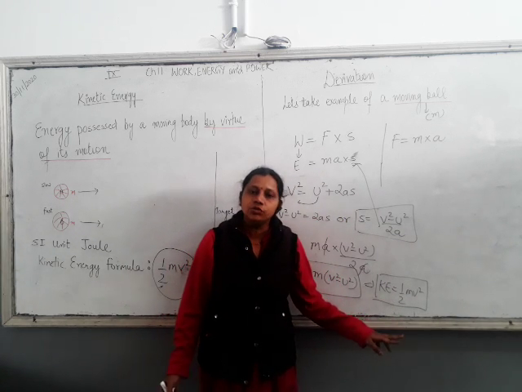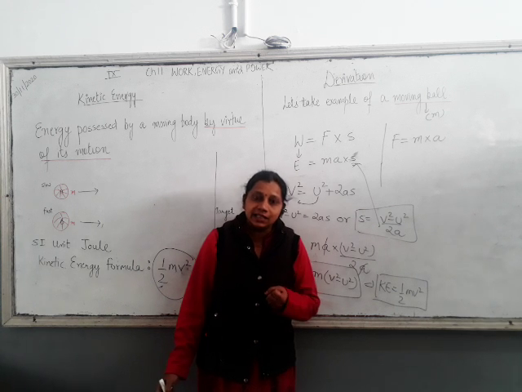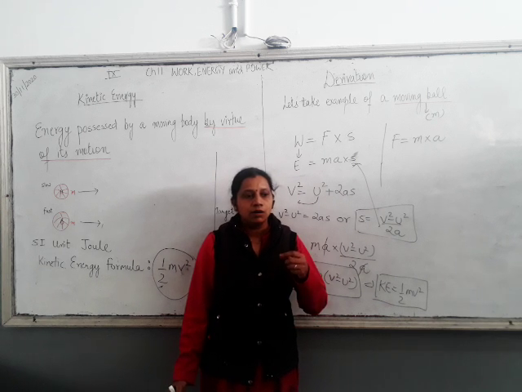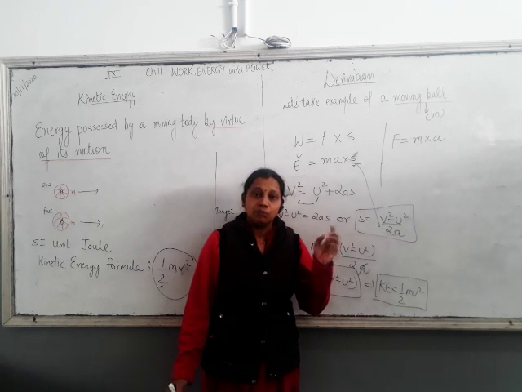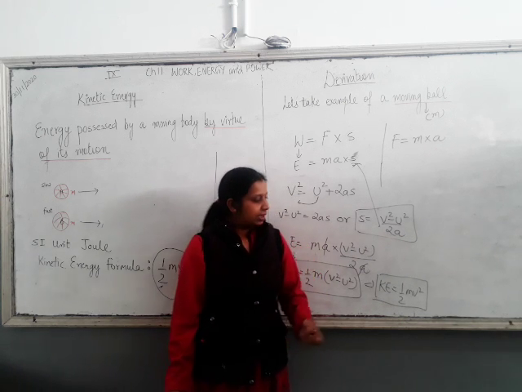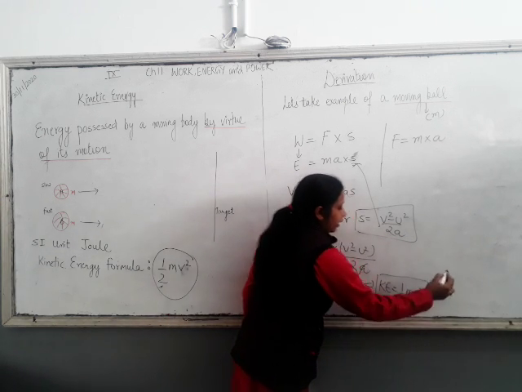Any moving object possesses energy, and that energy is known as kinetic energy. A moving ball has kinetic energy. Any moving bullet, moving wind, they have kinetic energy. The SI unit is joules, J.